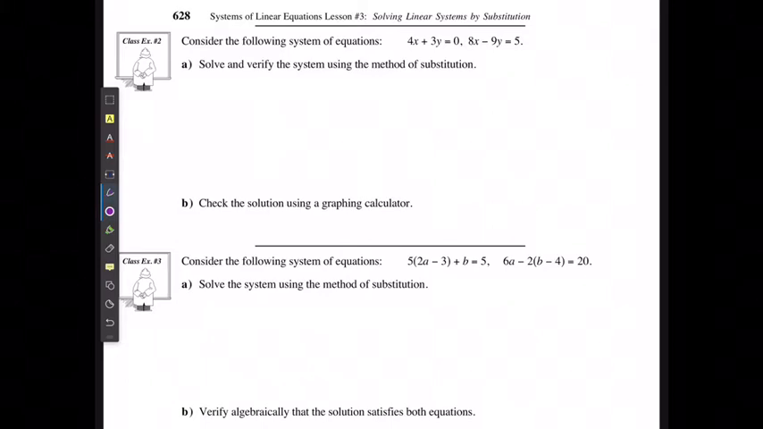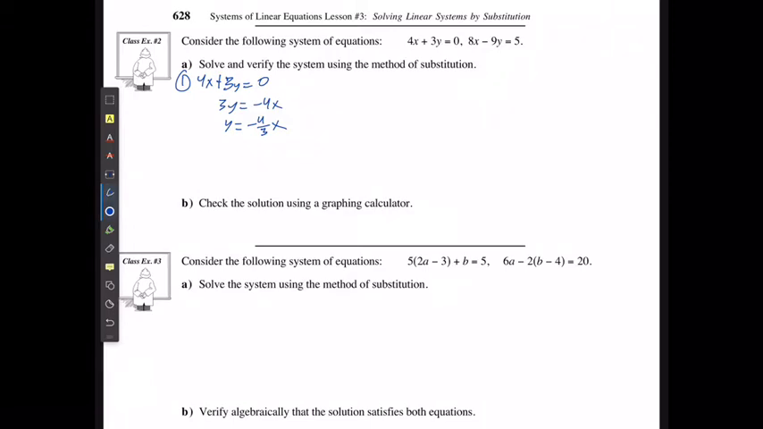So in this case, I'm going to take equation 1 and I'm going to isolate y. So I'm going to state that for equation 1, if 4x plus 3y is equal to 0, then 3y would equal negative 4x, and y would equal negative 4 over 3x. Now I'm going to take that and put it into equation 2.